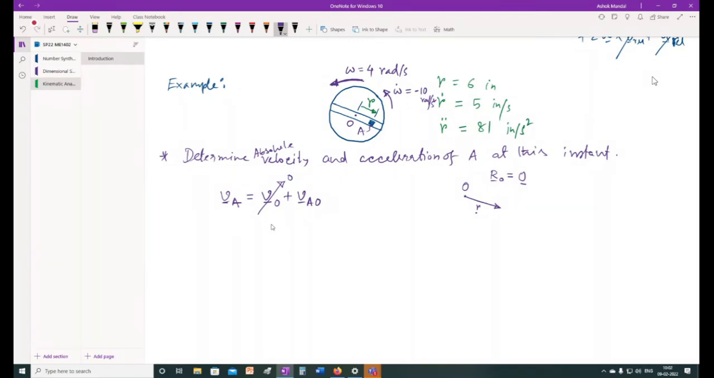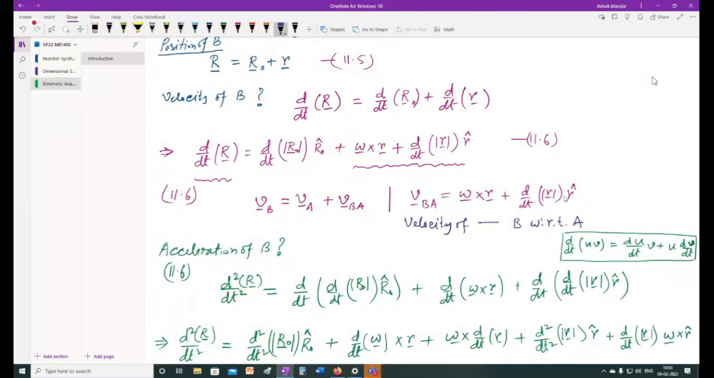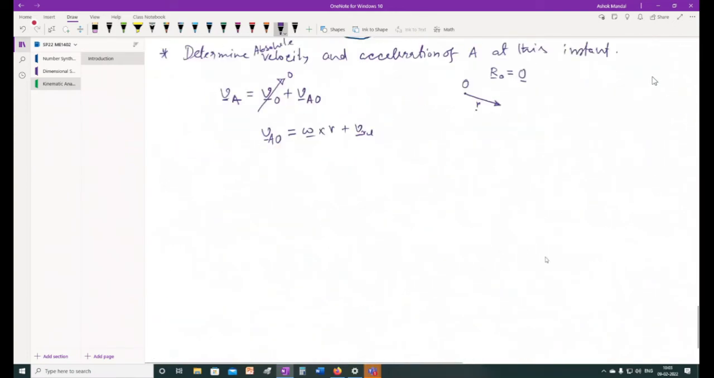Another way to understand VO is 0: it is a fixed point, so the velocity is 0. Mathematically, if R0 is 0, then this is 0. Only thing we have is this VAO. Now, what are the components of VAO? Omega cross R plus dR by dt. This is V relative, because the definition of V relative is this one. So VAO is omega cross R plus V relative.